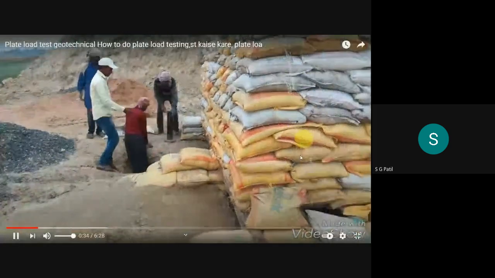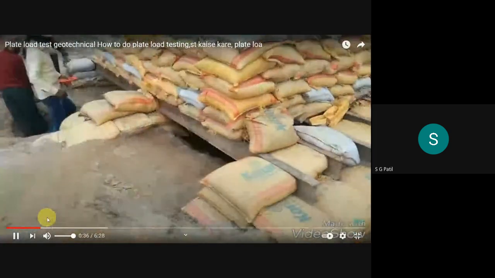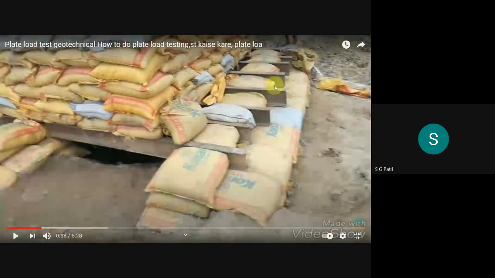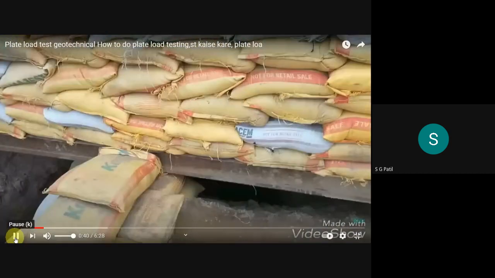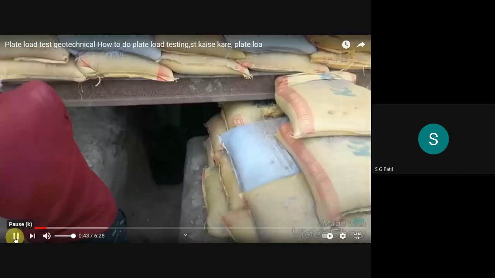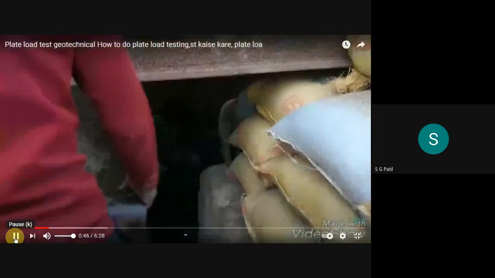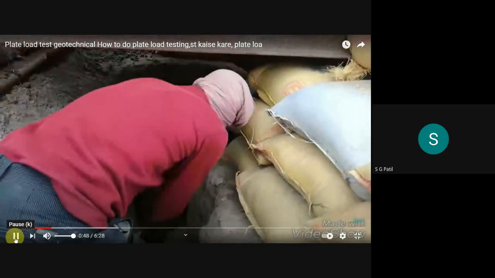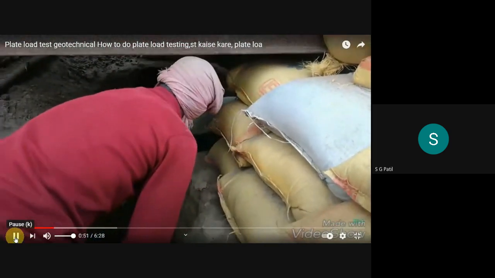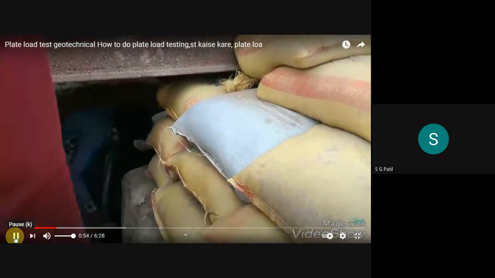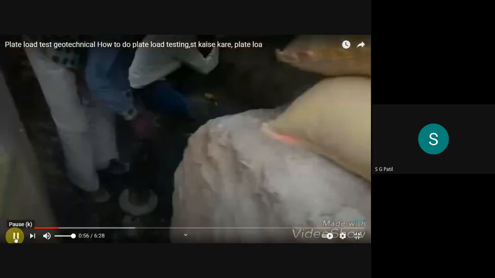So this is the Kentledge. Can you see these eye sections? These eye sections will be used to support these Kentledge. These steel eye sections. So this is the loading column. Okay, so this is the loading column.